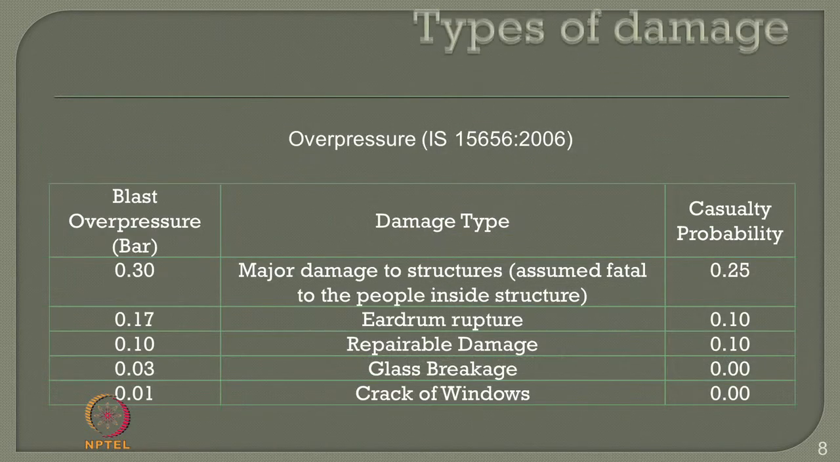Similarly, the second kind of damage could be overpressure, which arises from the blast overpressure indicated in bar, varying from 0.01 to 0.3. The type of damages caused by variation of this blast overpressure is also shown in the table, and the casualty probability as advised and guided by the Indian code is also given in the last column of the table that you see on the screen.